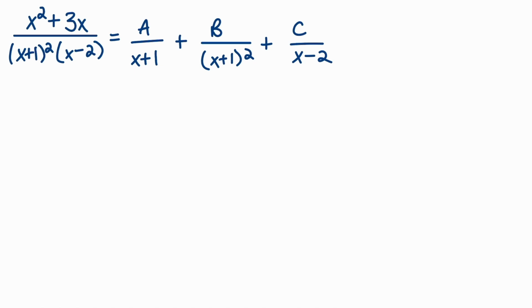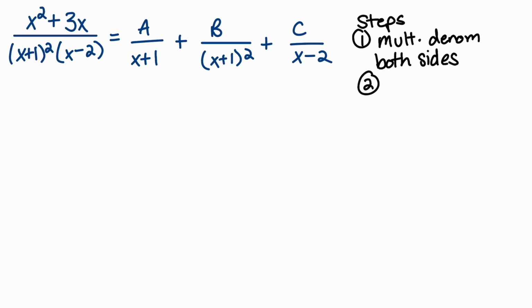Hi, so today we'll be doing this partial fraction expansion problem, and in the problem statement, they were nice enough to provide us our partial fractions already, so we don't have to find the form of those. So to solve this, we're just going to have two steps. The first one is to multiply the left side denominator on both sides. And then the second step is going to be to sub in x values so we can find the a, b, and c constants.